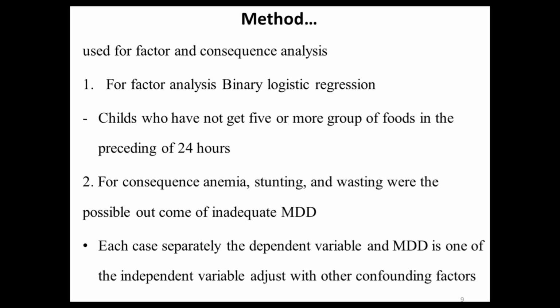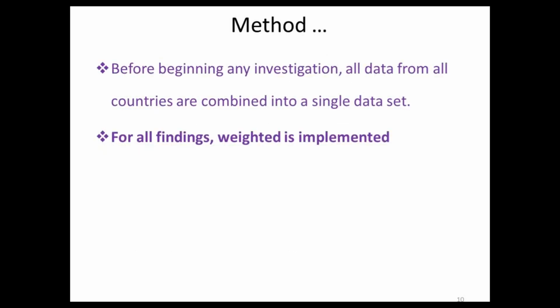For such analysis, anemia, stunting, and wasting are each taken individually as a dependent variable, and minimum dietary diversity is one of the independent variables, adjusted with other variables like socioeconomic factors and others. In each case, separately, there is one dependent variable and minimum dietary diversity is one of the independent variables. Before beginning any investigation, all data from all countries are combined into a single dataset, not analyzed separately. It is all in one.